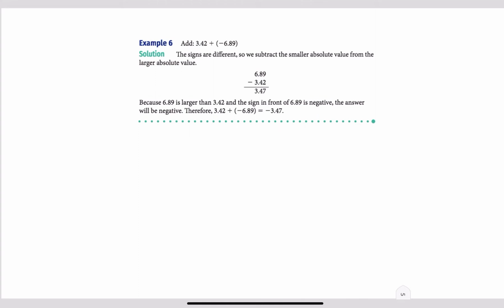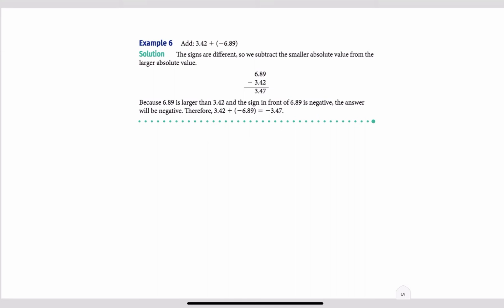All right, what about when the signs are different? Well, when the signs are different, we know that we're going to have to find the difference between the values. So we're actually going to subtract. And to subtract, we always subtract the smaller absolute value from the larger absolute value. And then that gives us the difference between the two numbers.